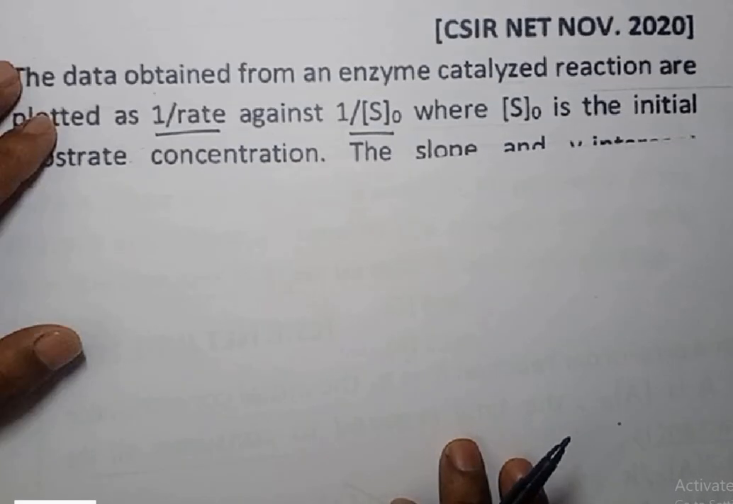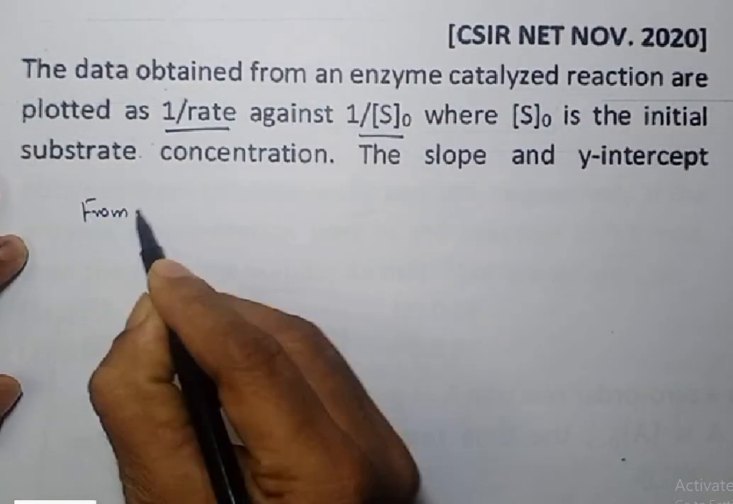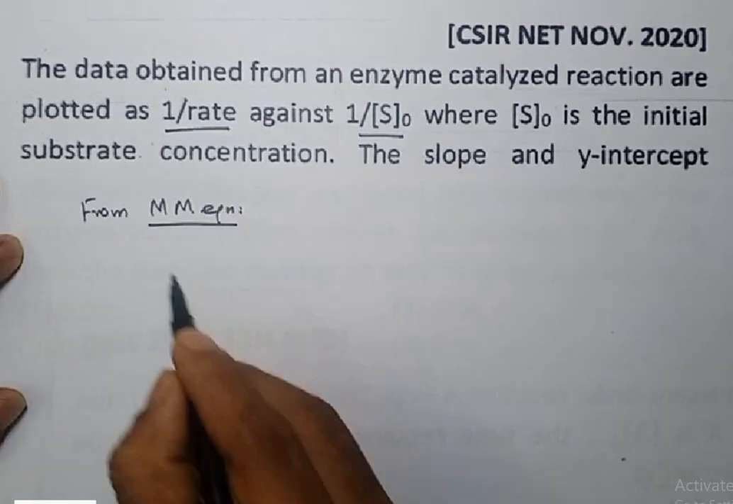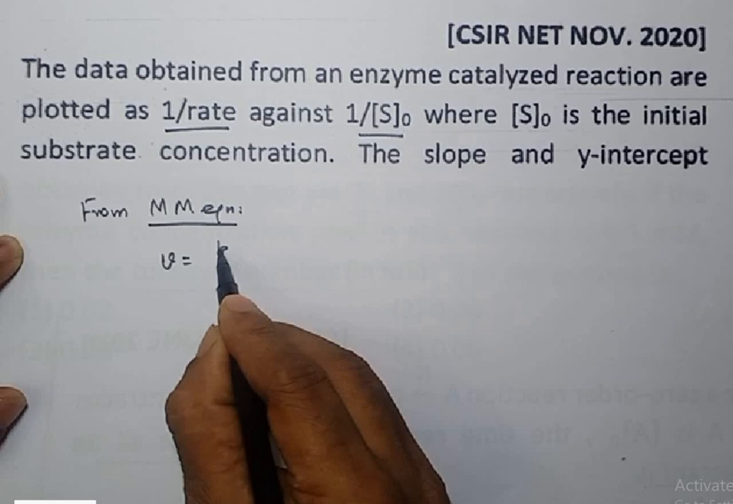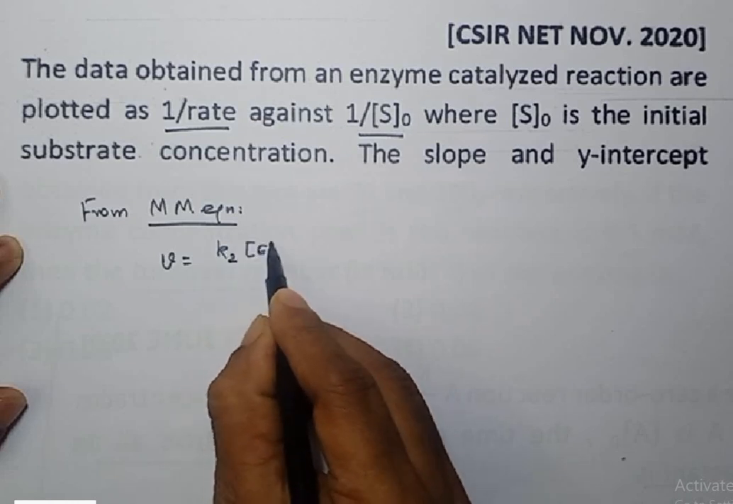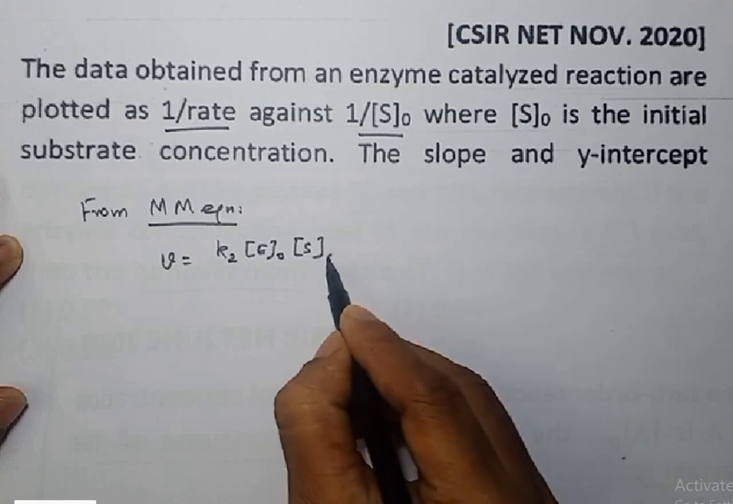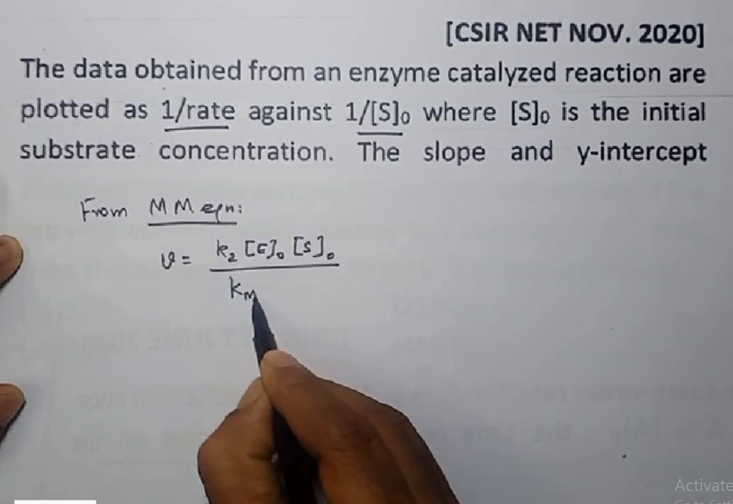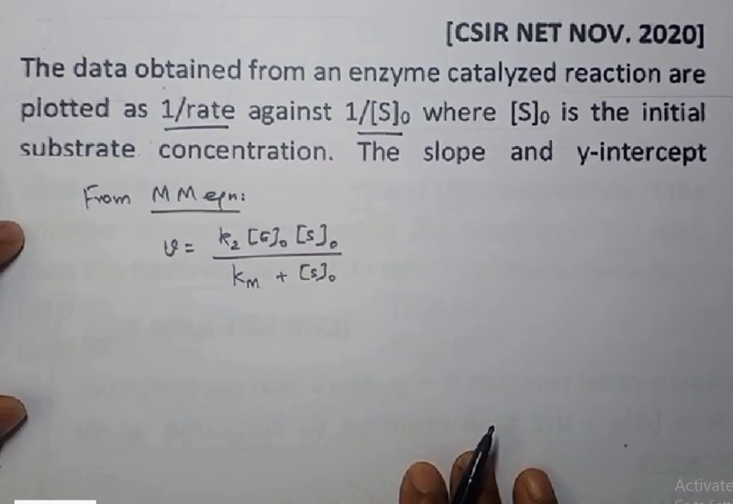From the Michaelis-Menten equation, we know very well that the rate V is equal to K2 into E0 into the concentration of the substrate, you can take S or S0, divided by the Michaelis-Menten constant Km plus S0. Okay, this is the formula.